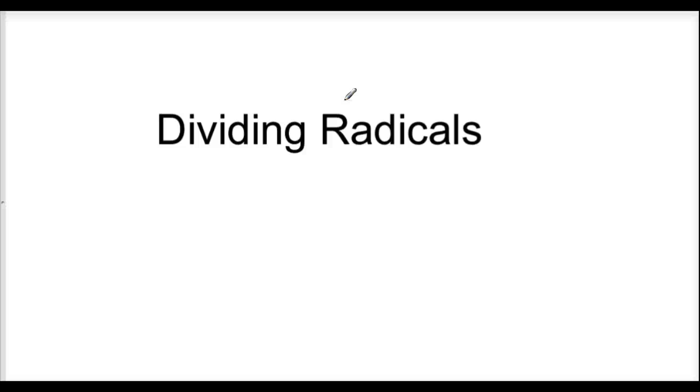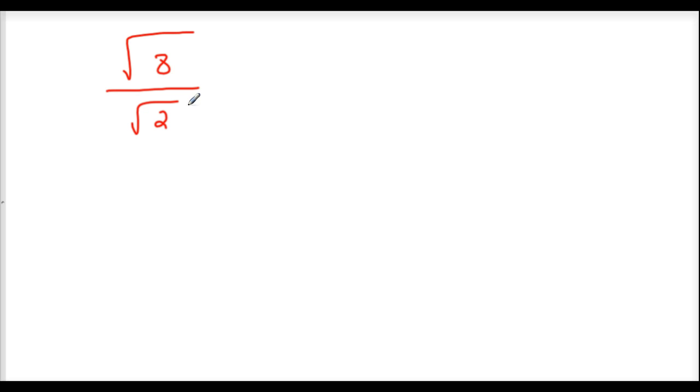So in this lesson, we're going to be dividing radicals. Radical 8 divided by radical 2. Okay? What I want you guys to realize is this is the same thing as writing the square root of 8 over 2. I don't have to separate my square root signs. All right? They're the same thing. You can separate them. You don't have to, but just be able to interchange them.